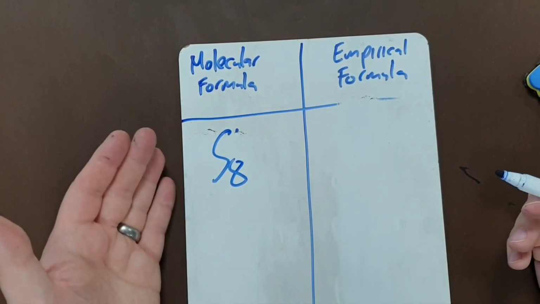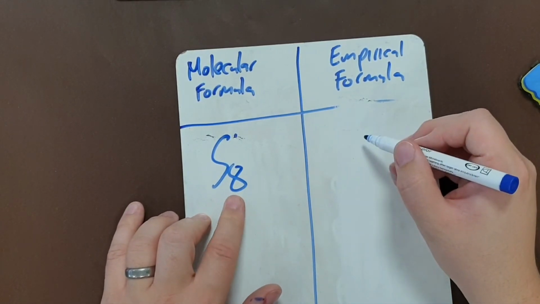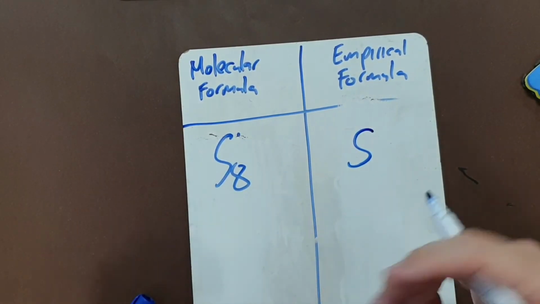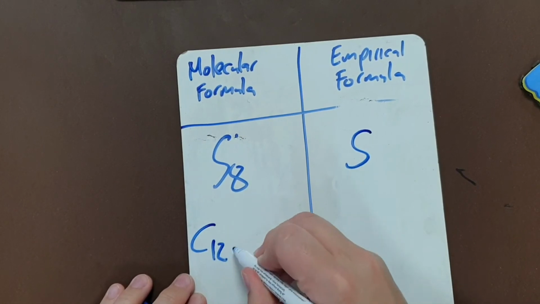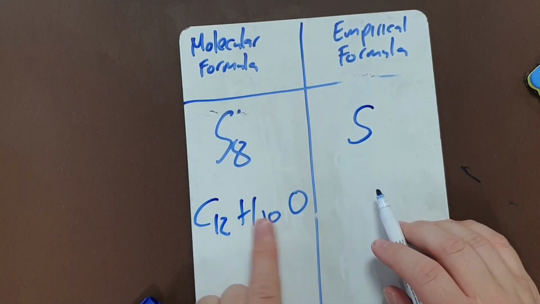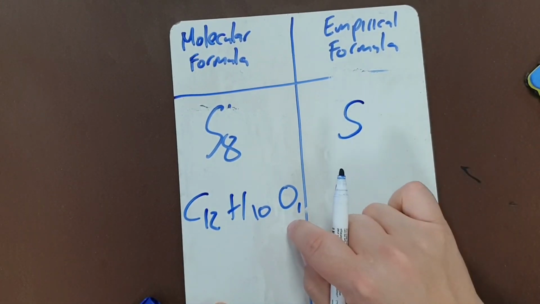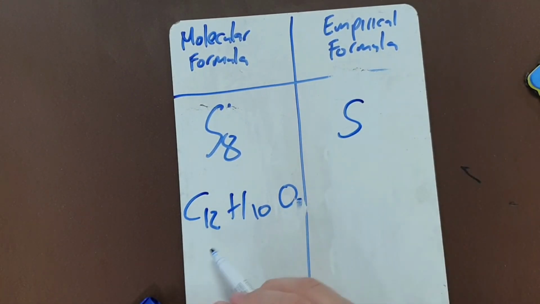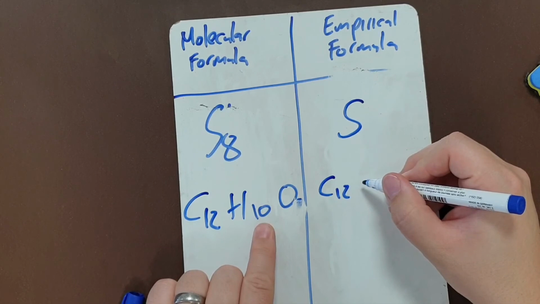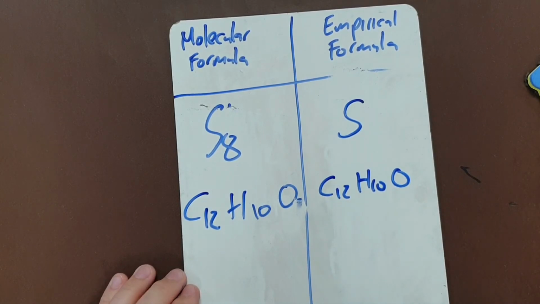So S8, that's a molecule, 8 sulfur atoms. How can we simplify that? What's the largest number that can divide it? Well, it's 8. So we divide it by 8 and we just get S. Or if we had C12H10O. Well, if there's just an O, it means there's a 1 there, remember, but scientists are lazy, so we don't draw it. What can we do with that? Well, the largest number we can divide all those by is 1. So 12 divided by 1 is 12, 10 divided by 1 is 10, 1 divided by 1 is 1. So we just get it exactly the same for that example.